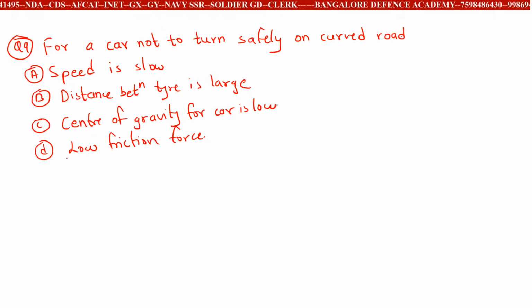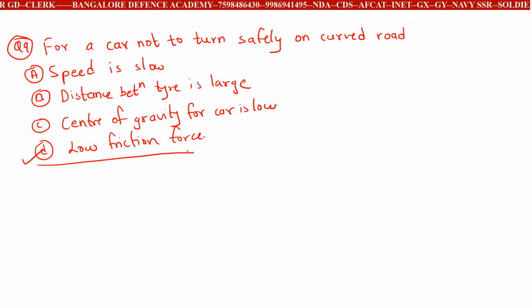Okay, so here they are asking in what situation the car will not turn safely. So if the speed is slow, definitely the car will turn safely. Next, if the distance between tires is large, at that time also it will turn safely. And then you have center of gravity for car is low. That's also not a right answer. We want the car not to turn safely, so the option will be D, low friction force. So when there is no friction, the car will skid and it will not turn safely. So this is a kind of question asked in your examination.